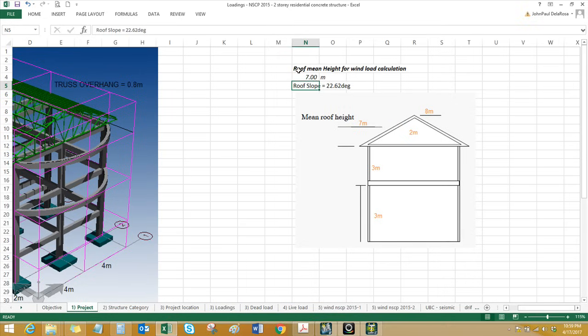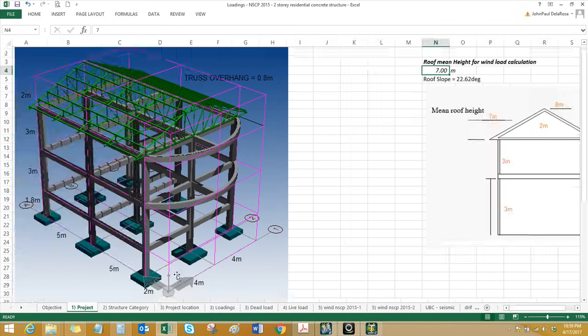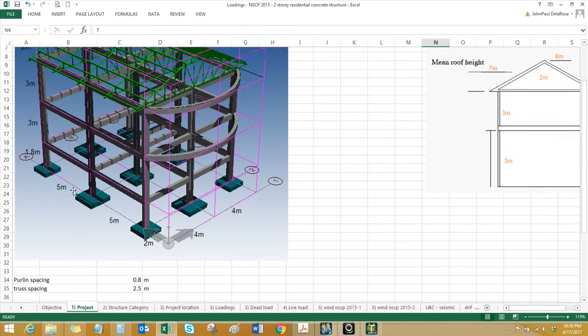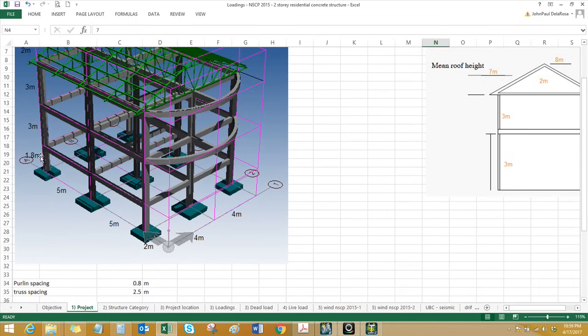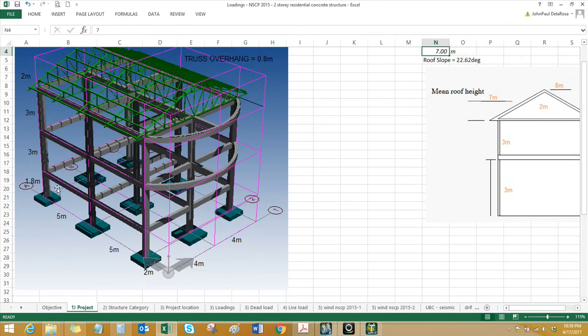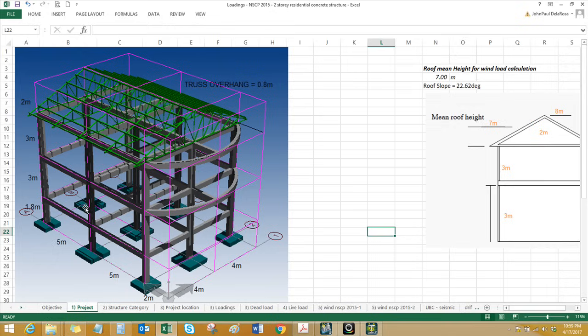Then, yung roof mean height natin para sa wind load calculation is 7 meters. So, 3 meters, 3 meters. And yung kalahati ng 2, 7. But hindi ko in-include yung 1.8 kasi nakabound yun sa soil. So, yung roof mean height calculation is galing lang dito. Okay? Sa level na to after 1.8. Okay? Yun lang yung mga tatamaan ng wind.